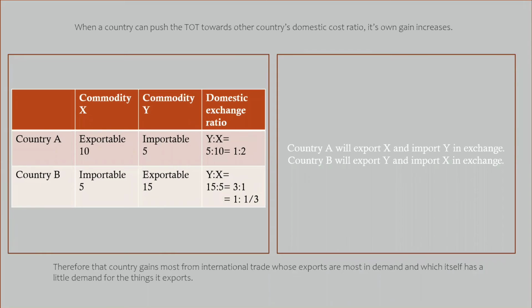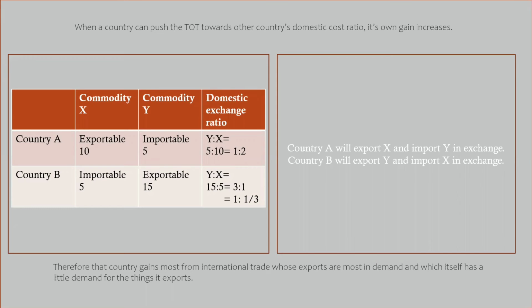Suppose a certain amount of labor producers follow output combinations in two countries. While country A specializes in production of X, country B specializes in production of Y. Country A will export X and import Y in exchange, and country B will export Y and import X in exchange. The two domestic exchange ratios only set the range within which the terms of trade can be determined.